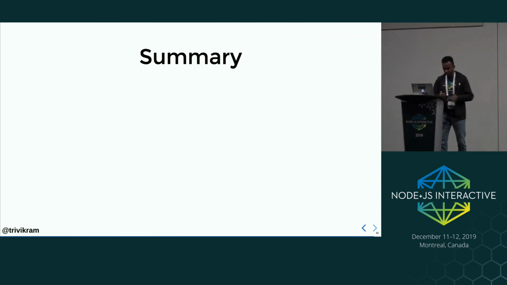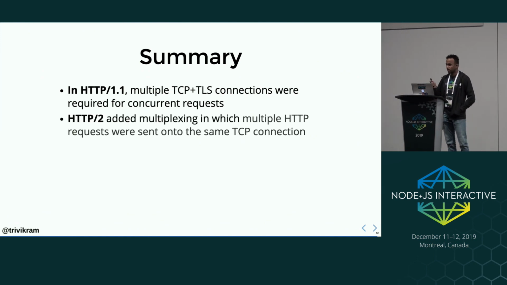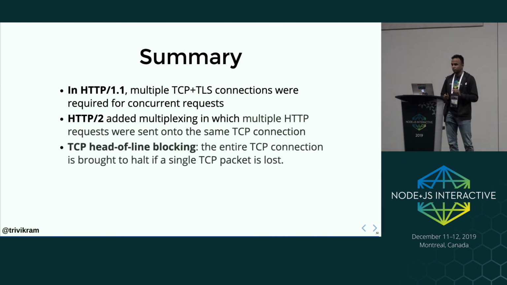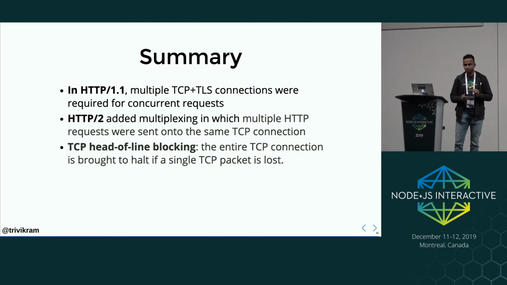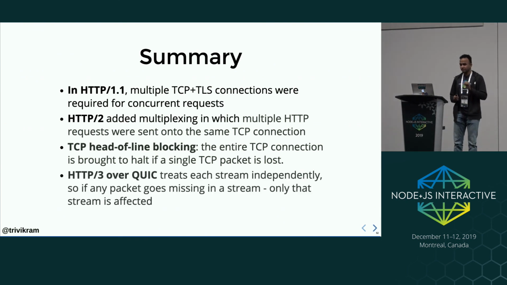Cool. So let's have a summary of what we learned. In HTTP 1.1, multiple TCP plus TLS connections were required for concurrent requests. HTTP 2 added multiplexing, in which multiple HTTP requests were sent on the same TCP connection. TCP head-of-line blocking is the problem in which the entire TCP connection is brought to a halt if a single TCP packet is lost. And HTTP 3 over QUIC treats each stream independently, so that if any packet goes missing in a stream, only that stream is affected. That's it.